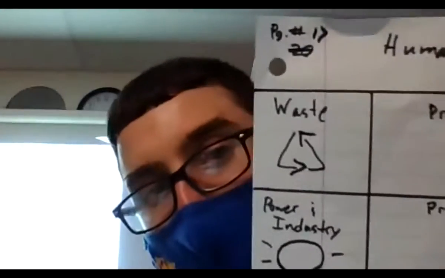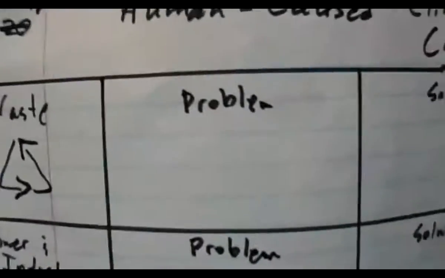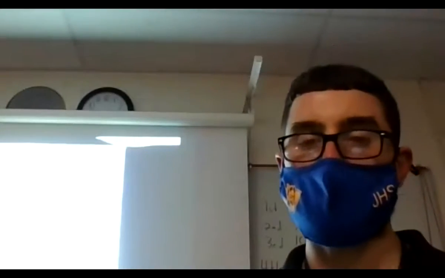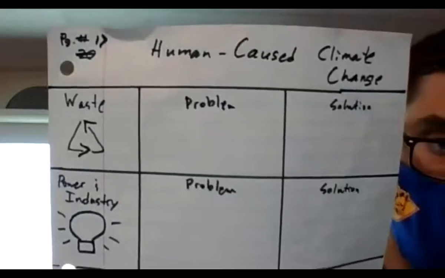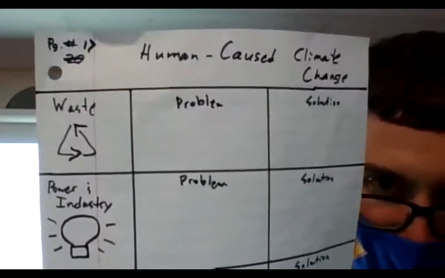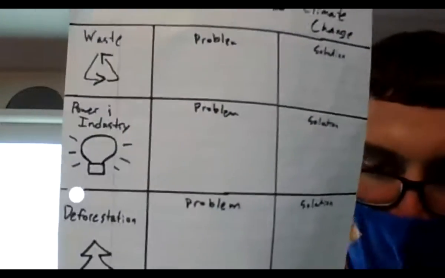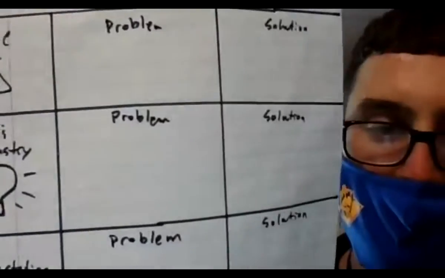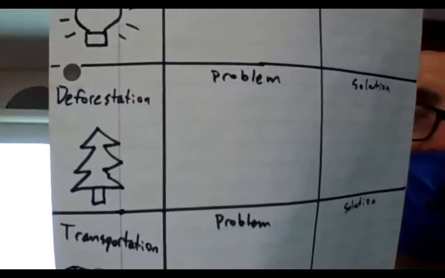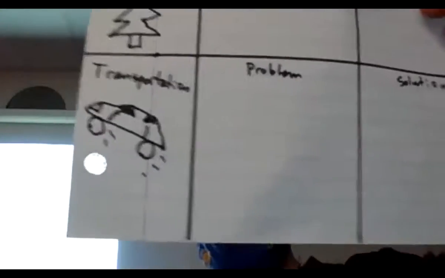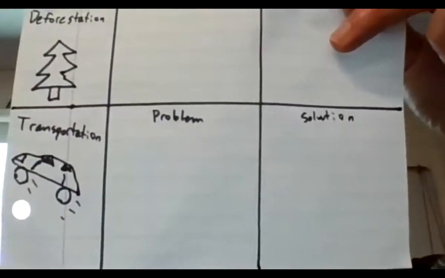Your first category is going to be waste. And then you're going to have two columns. One is going to say problem. The other one's going to say solution. So again, we have our categories with our problems and solutions. There's 4 total categories. Waste, I have a recycle sign, it's on page 17. Power and industry is the next one, that's a little light bulb. Problem and solution. Deforestation, problem and solution, that's a drawing of a tree. And then lastly, transportation, that's a drawing of a car.